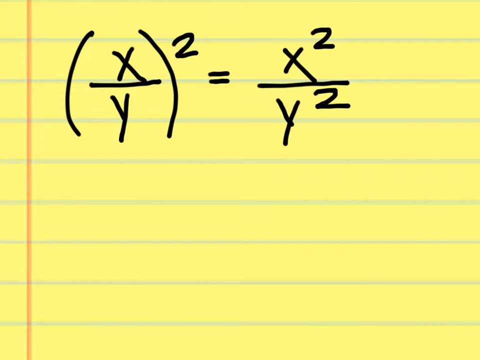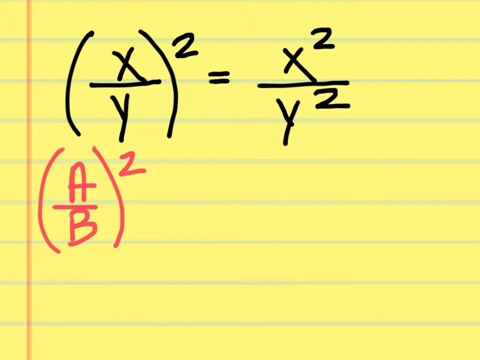You have x over y. This is a fraction, and it's the quantity squared of that fraction. Anytime you have an exponent outside of parentheses acting on a fraction, you distribute that exponent to each of those items, top and bottom. So you would really end up with x squared over y squared. So if I had a over b, quantity squared of a over b, I would end up with a squared over b squared.